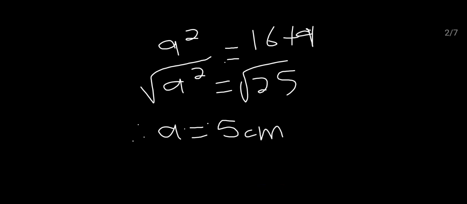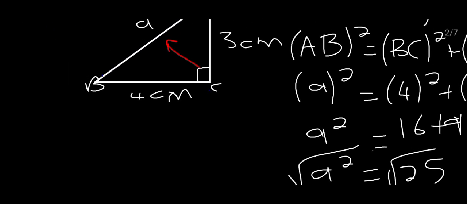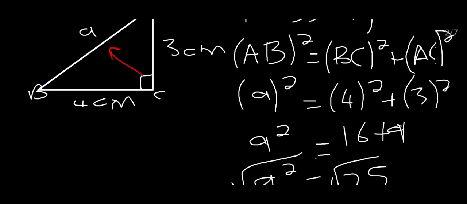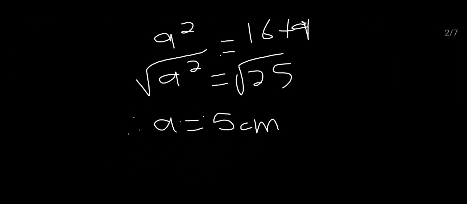Another thing, our answer is positive. Our hypotenuse will always be a positive number. So you must note that our hypotenuse will always be a positive number. In this way, with lengths, our answers should always be positive.